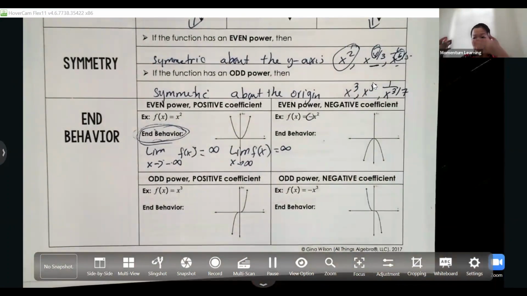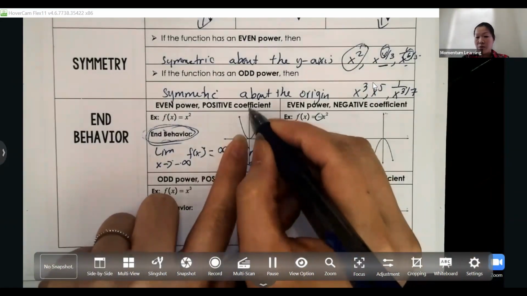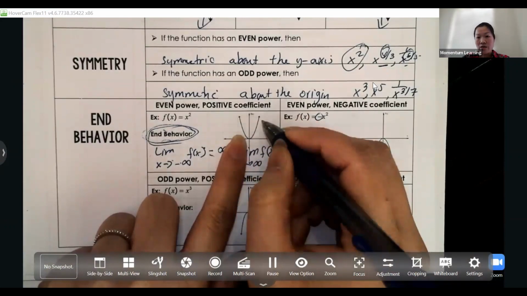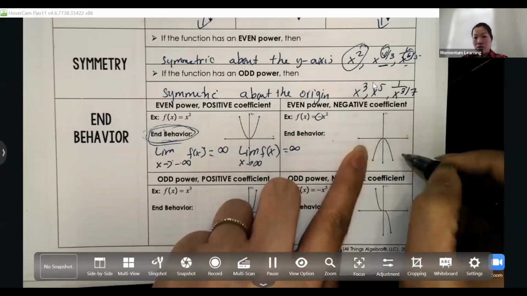The negative in front, you should know, is a reflection over the x-axis. So instead of opening up, it's now opening down. And it's an even function because, see this line right here, that's the y-axis, it's symmetrical, right? This is an even function, symmetrical.